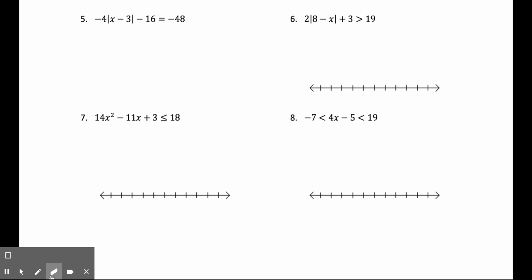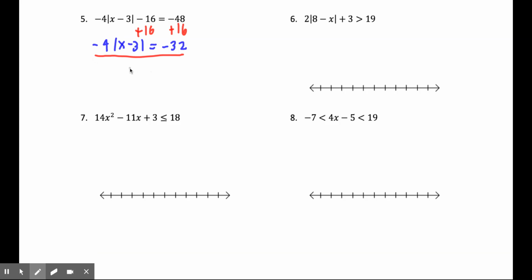Okay, so you want to isolate this absolute value first. So kind of similar to the squared and square root, because your x is kind of trapped in this absolute value. So you add 16 to both sides, and then you get negative 4 times the absolute value of x minus 3 equals negative 32. And then you divide both sides by negative 4, and then you get absolute value of x minus 3 equals 8.